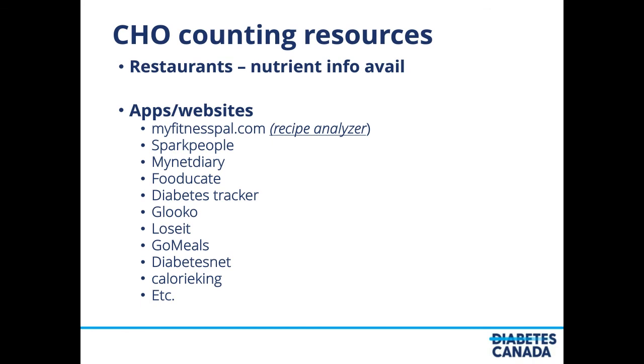Carb counting resources. A lot of restaurants have their nutrition information available, so you can look at it ahead of time on their website. Some restaurants and fast food places have it on site, or there are several awesome apps and websites. I use MyFitnessPal often. It does have the recipe analyzer on there for you. SparkPeople is good, MyNetDiary. There are tons of different apps where you can track all the information as you go. Look at the carbs and make sure you're subtracting the fiber from that.